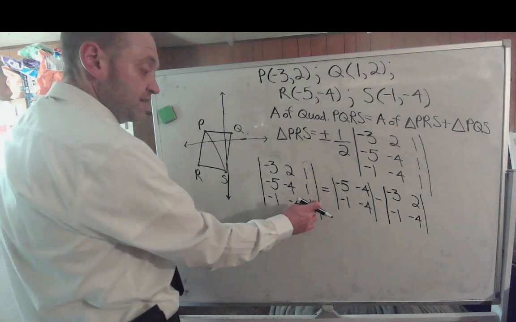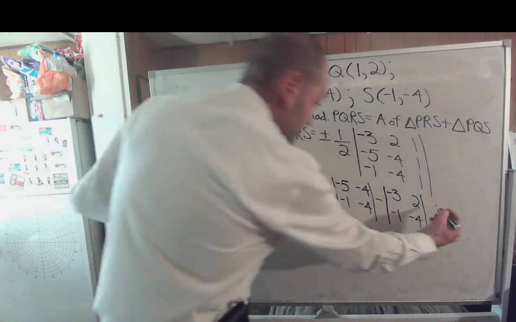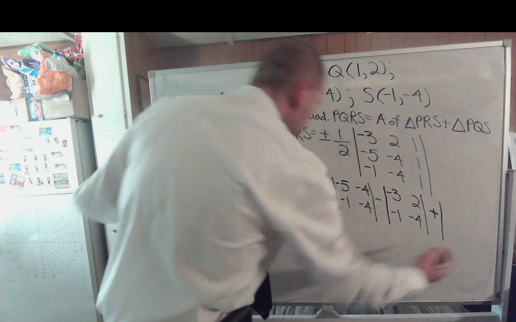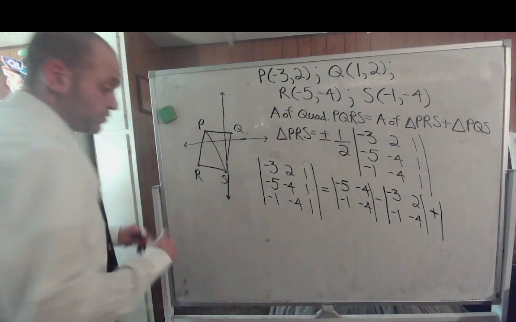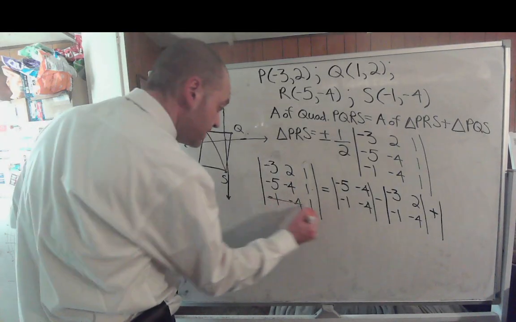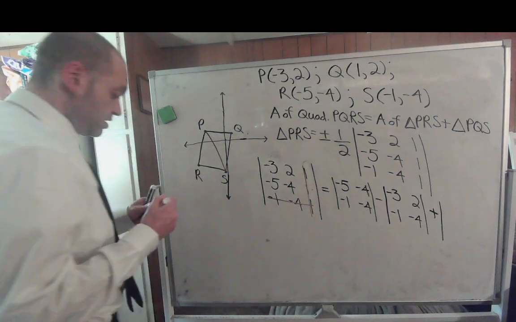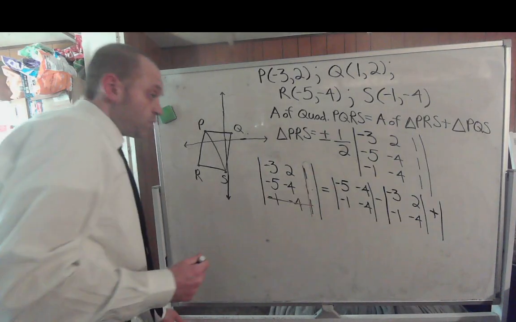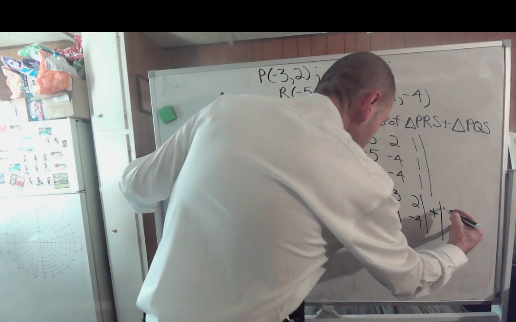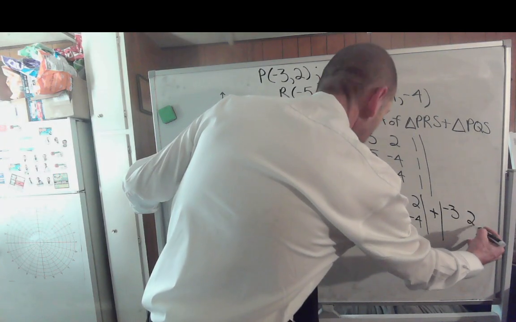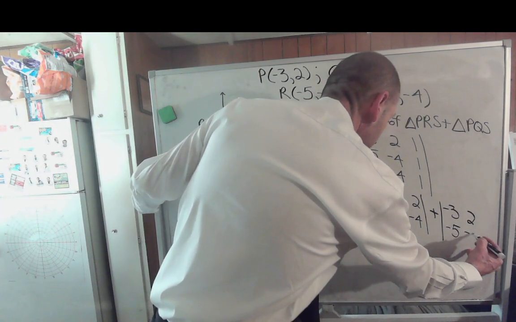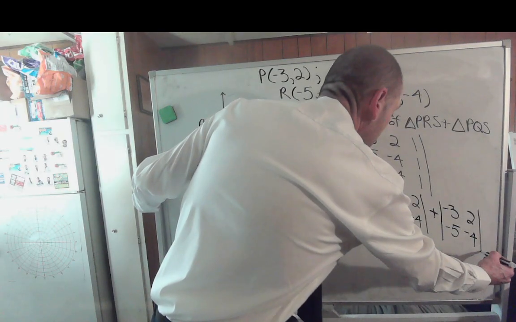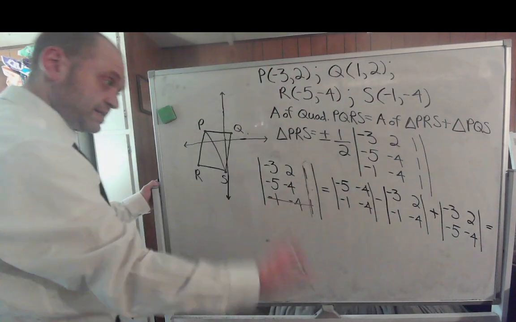So take positive of that 1. That's going to be plus the resulting determinant of what's left when we strike out that row and that column. We end up with -3, 2, -5, -4.